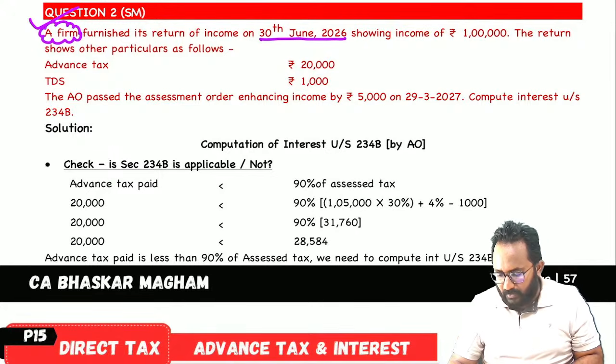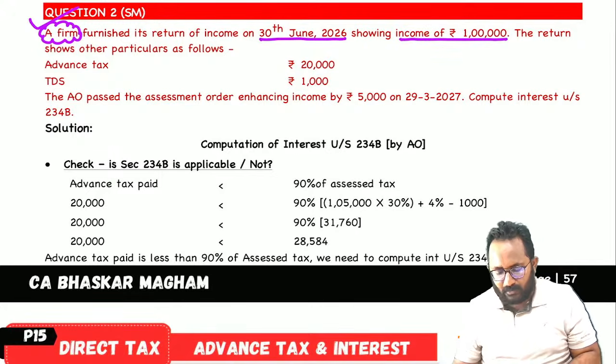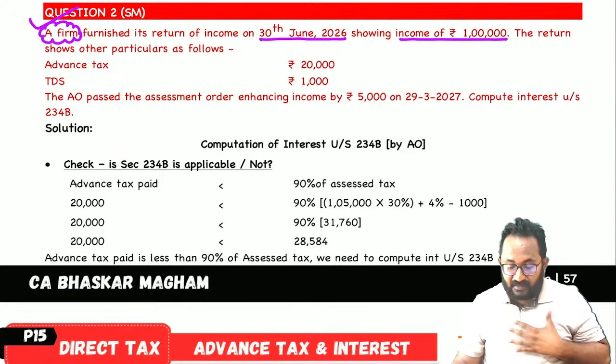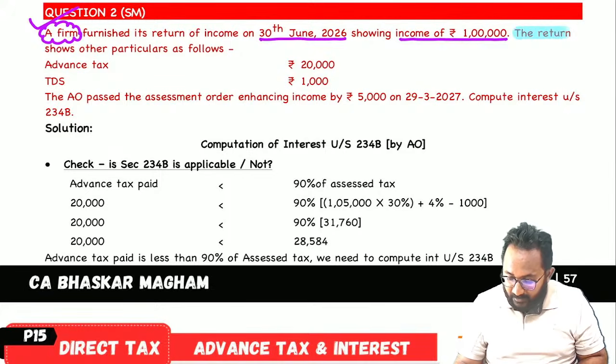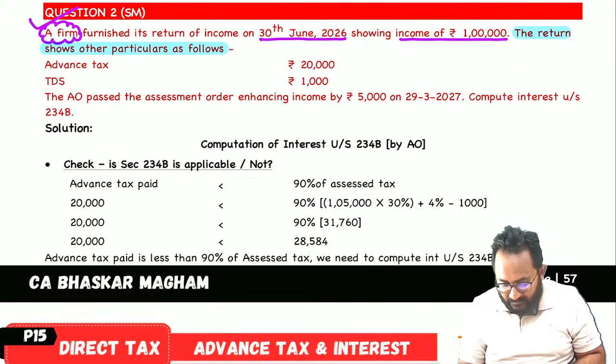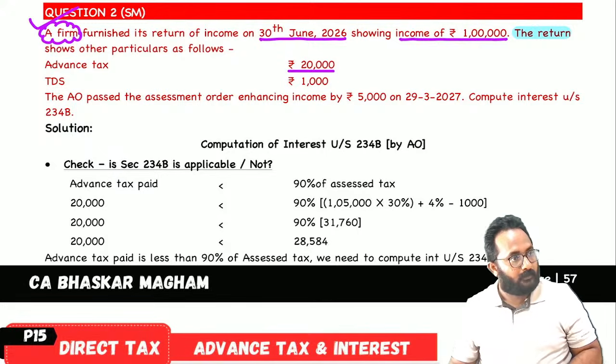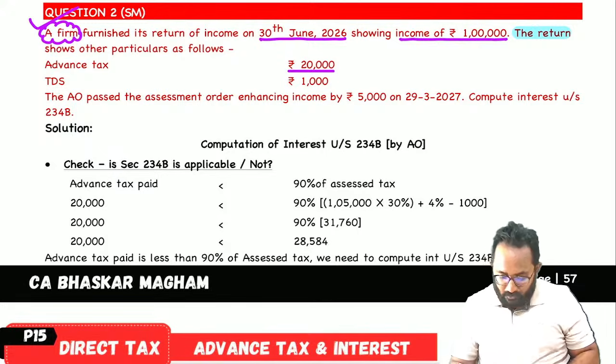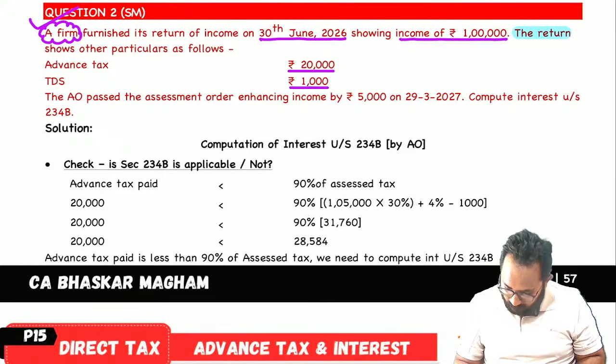What is shown in the return of income? 1 lakh. But in that return, they are showing other particulars also. What are the other particulars? Advance tax. How much advance tax was paid during the previous year? 20,000. And how much TDS?